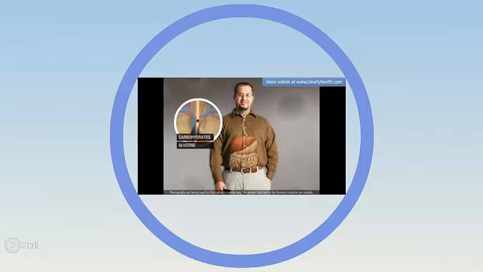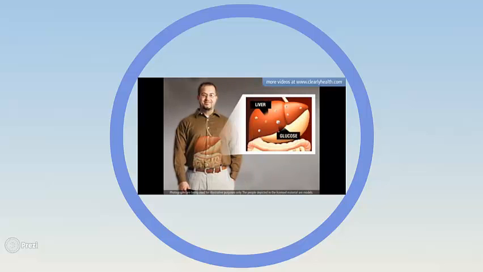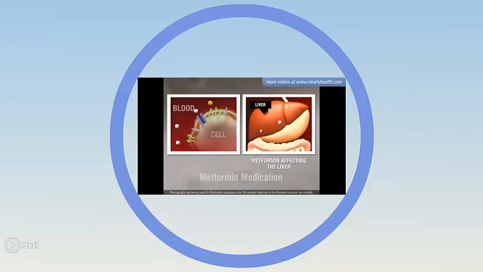Your body's primary source of glucose comes from the food you eat. Your liver also releases glucose. Metformin targets the liver, signaling it to slow the release of glucose. It also helps cells use the glucose available in the blood. This two-step action helps to reduce your blood glucose level.